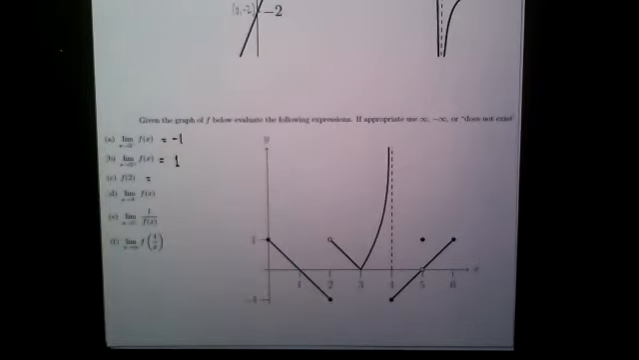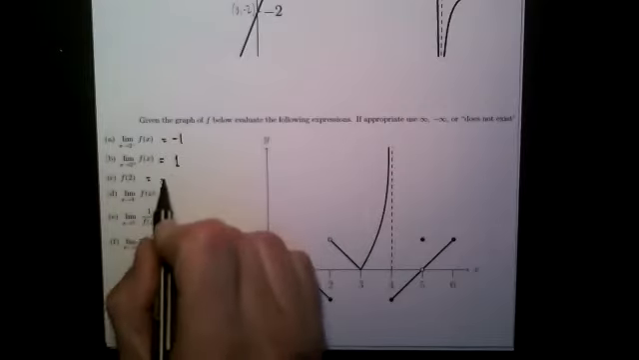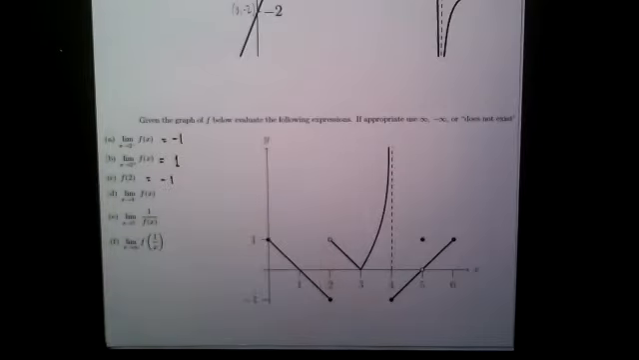All right, f of 2. Alexandra. I think it's -1. You don't need to think, you need to be sure. It's right, it's -1, where the dot is.